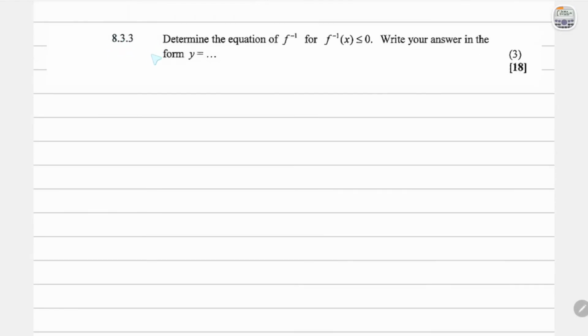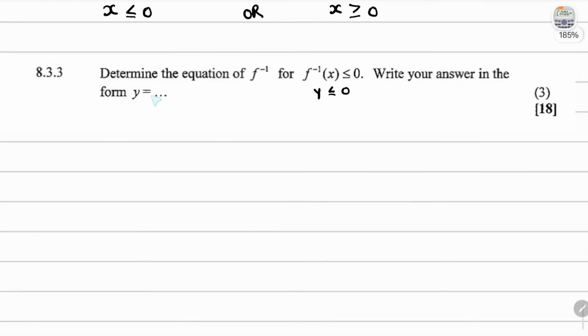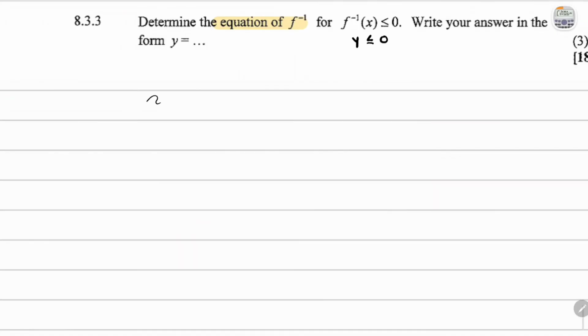Question 8.3.3 says, determine the equation of the inverse for where the y values of the inverse are less than or equal to 0. So this is where y on the inverse is less than or equal to 0. Write your answer in the form of y equals. Okay, so the main thing they want you to find is the equation of the inverse. So let's take our original equation. We can just say y equals, remember it was negative 6x squared.